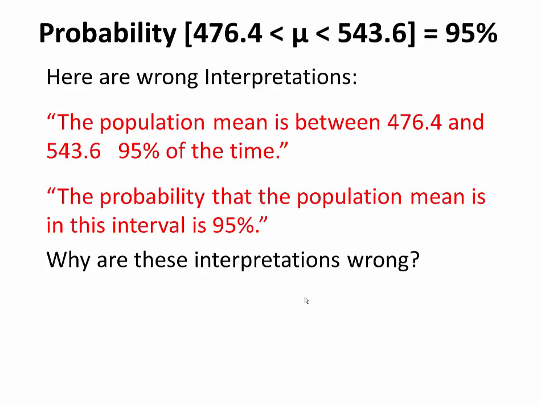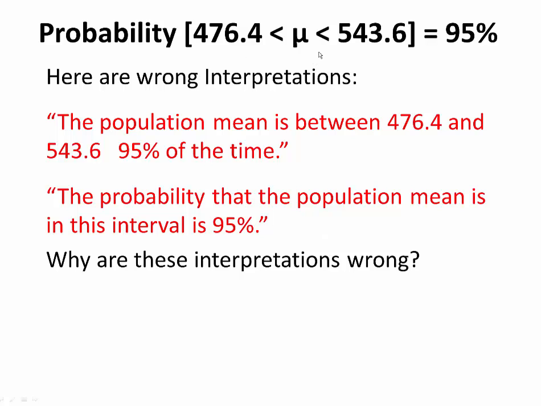Confidence intervals are commonly misinterpreted. Here are some wrong interpretations. The population mean is between 476.4 and 543.6 95% of the time, or the probability that the population mean is in this interval is 95%.